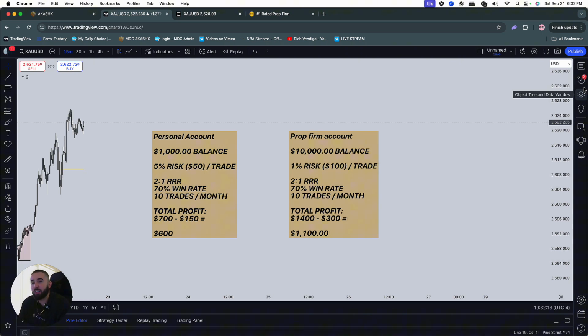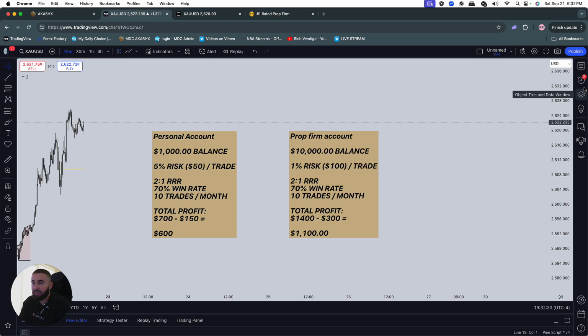And I put a 5% risk because if we really risk 1% of our account with only $1,000, you're not going to have a very strong income if you are looking to be able to pay bills or to be able to make trading something that is a sizable income for you.